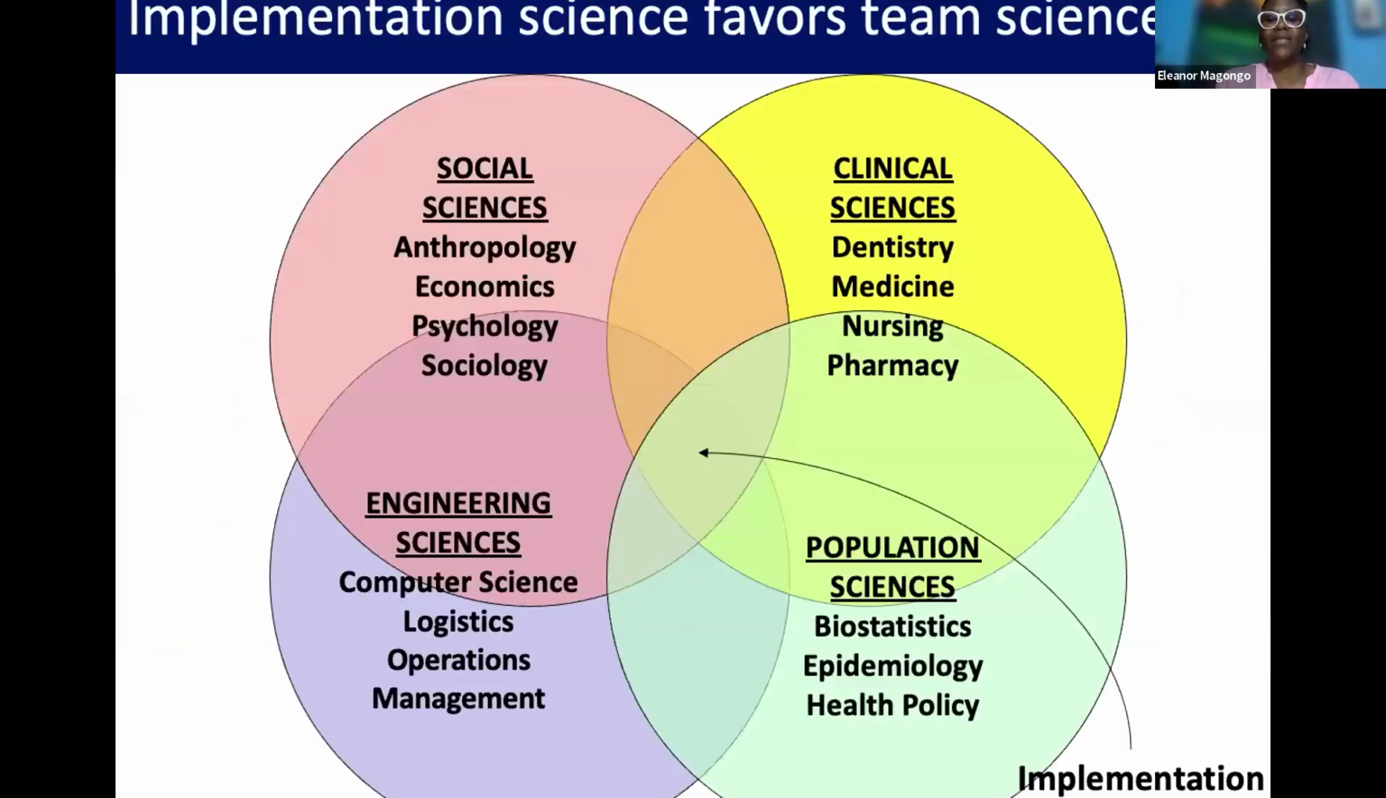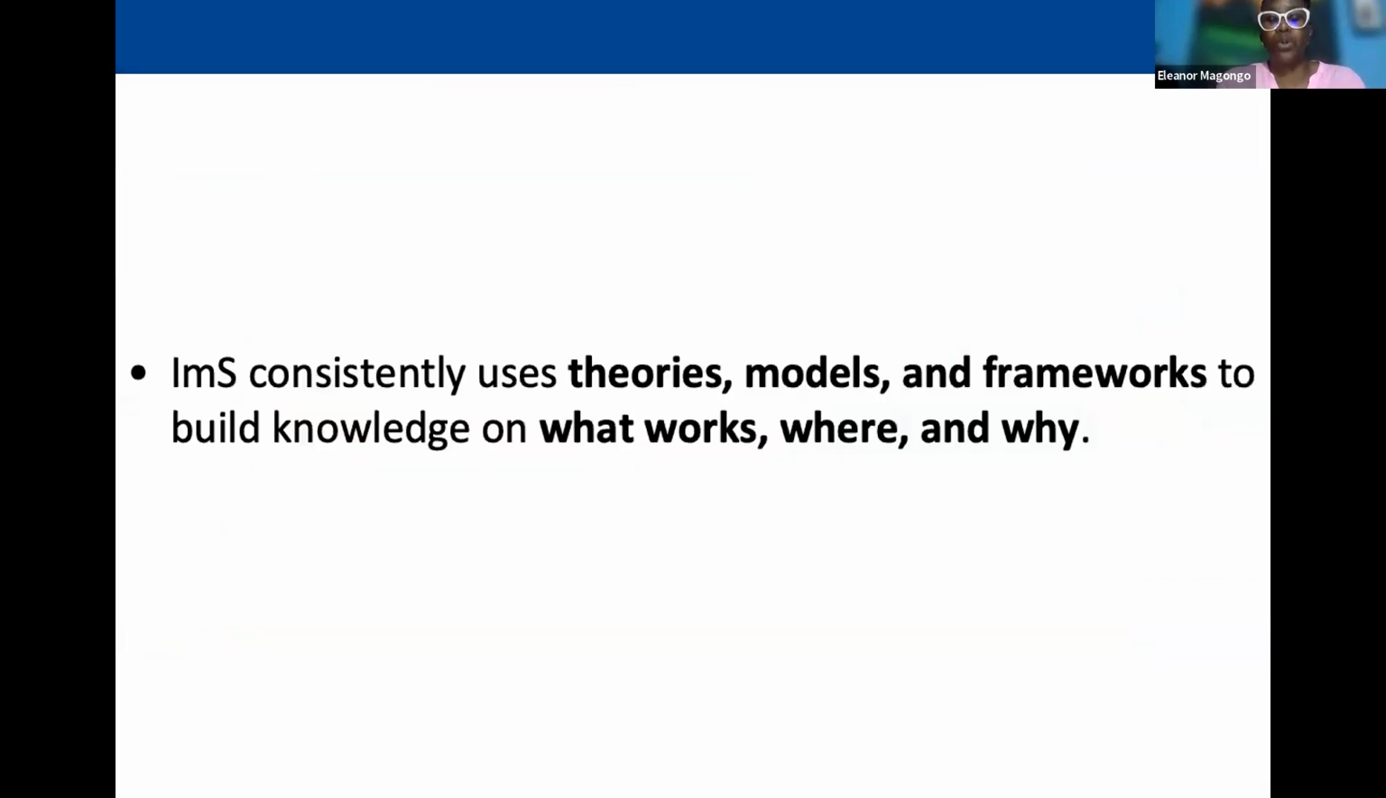So who does implementation science? As you can see on the slide, implementation science is right in the center. It's a multidisciplinary science. You need everyone, and everyone can do implementation science research. That's why stakeholder engagement is very important. So every time we talk about implementation science, we also use theories, models, and frameworks to build on the knowledge of what works, where, and why.